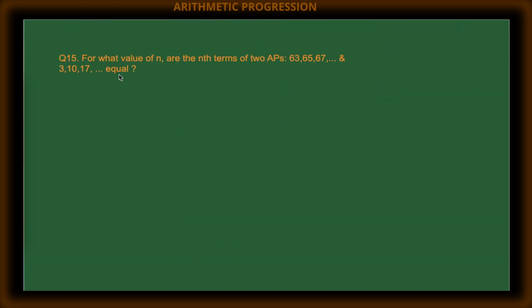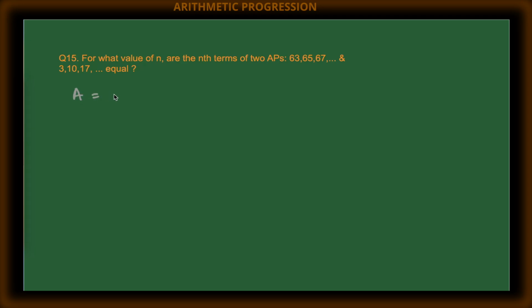Okay, let's read this question. For what value of n are the nth terms of two arithmetic progressions A and a equal? So there is an nth term which is equal between these two arithmetic progressions. So there are two arithmetic progressions.